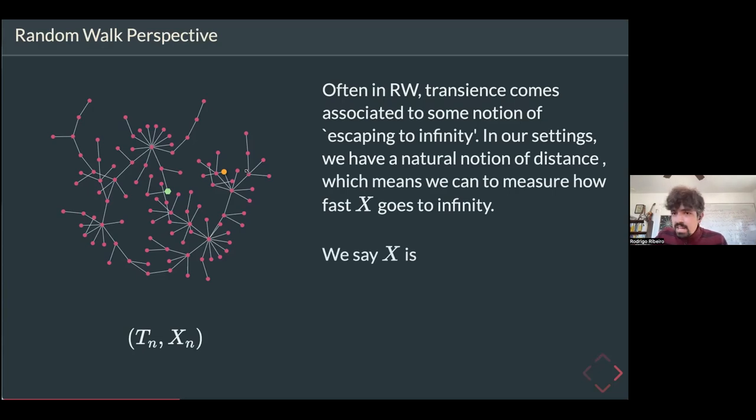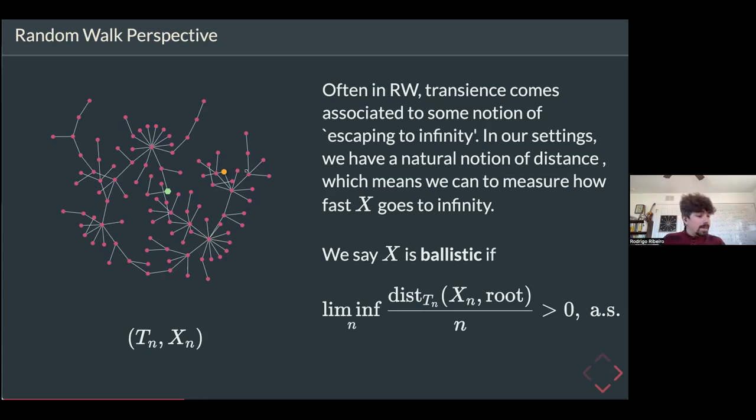I'm saying this because I need to introduce a new terminology here, which is ballisticity. We say that the walker is ballistic if this limit infimum here is positive. This fraction here is exactly the speed, right? This is the distance of the walker from the root at time n, and I'm dividing it by n, which is the time. So this is the speed at time n. And a ballistic random walk is moving away from the root at linear speed. So the picture to have in mind is that after n steps, typically you're going to find the distance between the walker and the root is of order n.